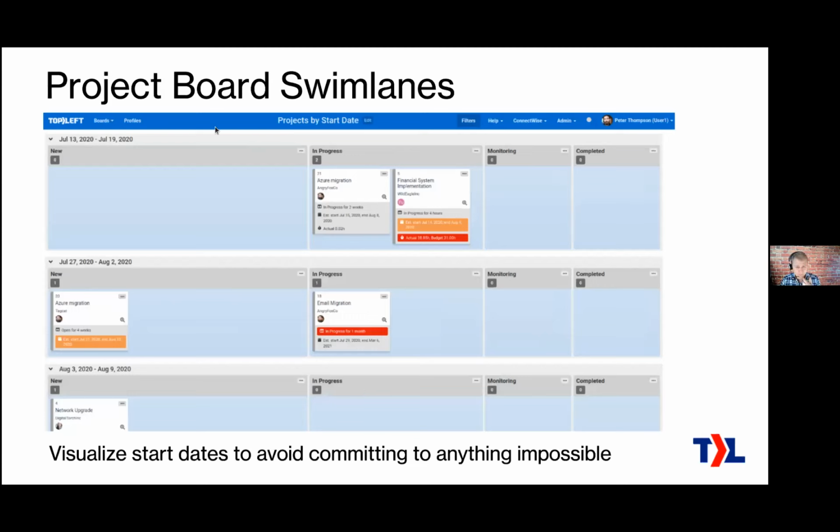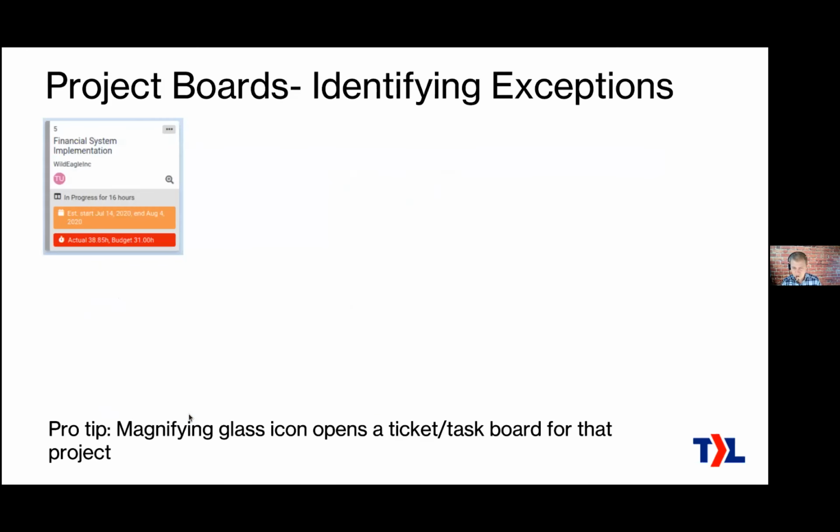Also, you can do swim lanes that are based on the date when you're looking at the project view. So you can see, based on when these projects are starting, we have a swim lane for each week. So we know, okay, this is starting this week, this is starting the next week, this is starting the week after that, and so on.